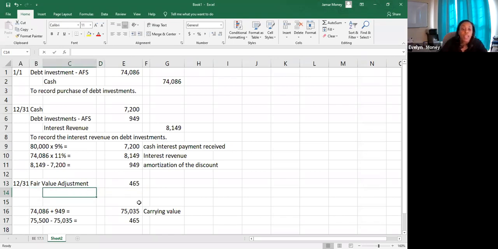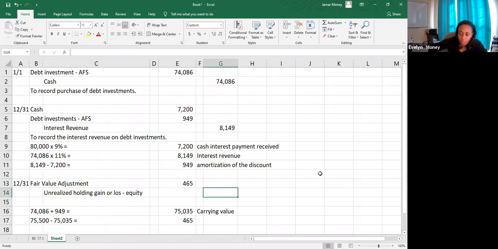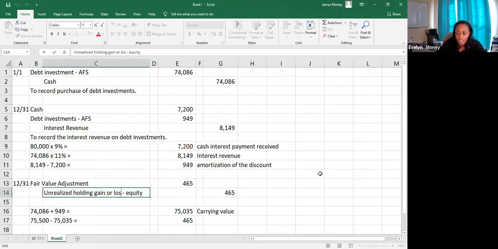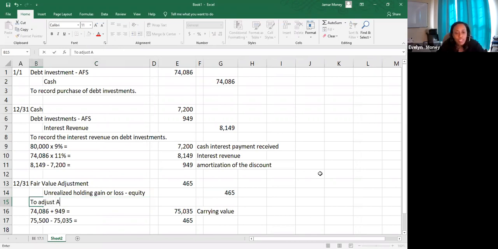doubtful accounts. Now, I'm also crediting unrealized holding gain or loss dash equity. I can't forget that this is dash equity. We're going to credit that for 465. There we go. And then I add in my description here, and this is to adjust AFS to fair value.